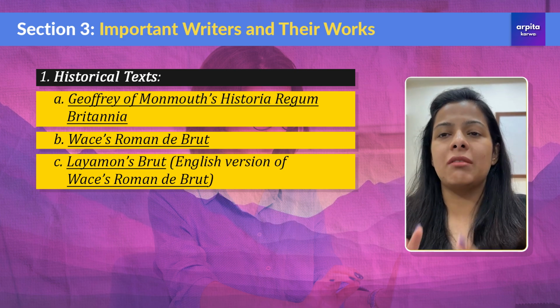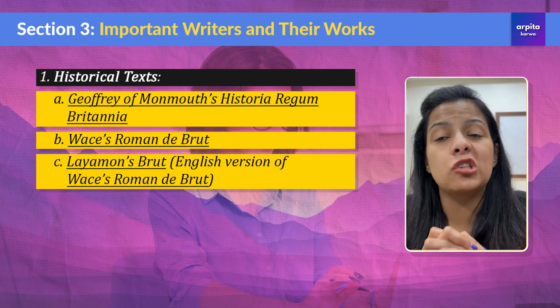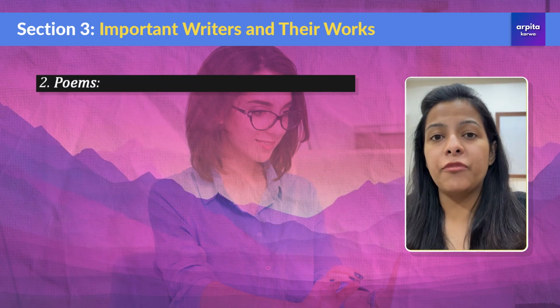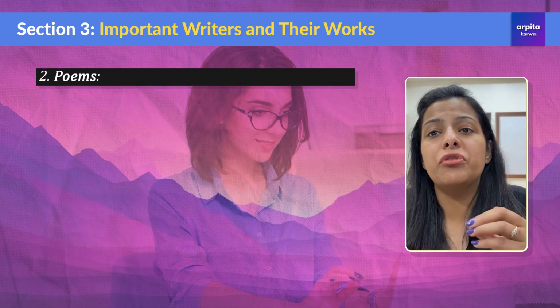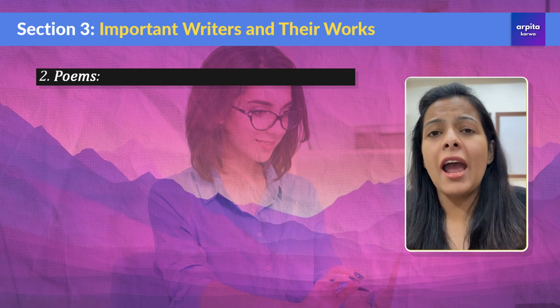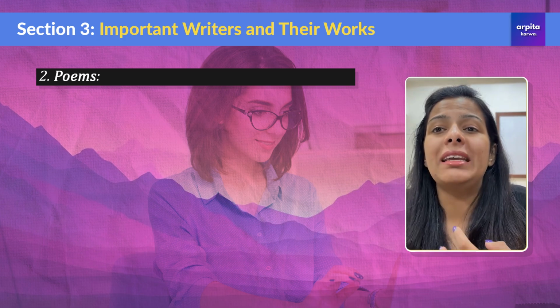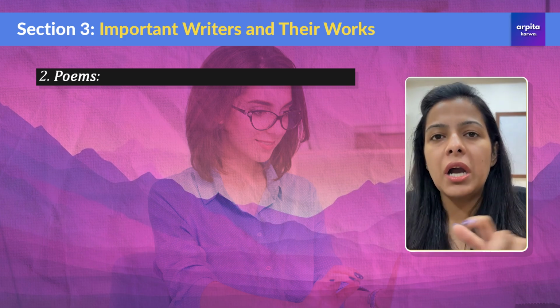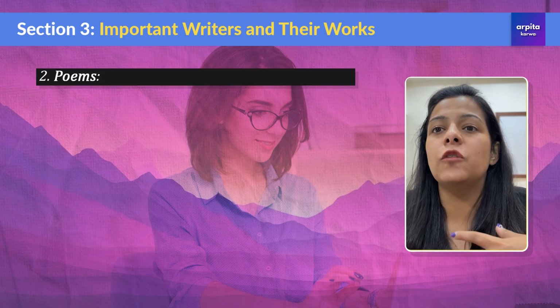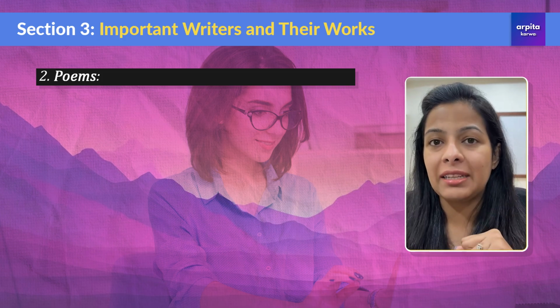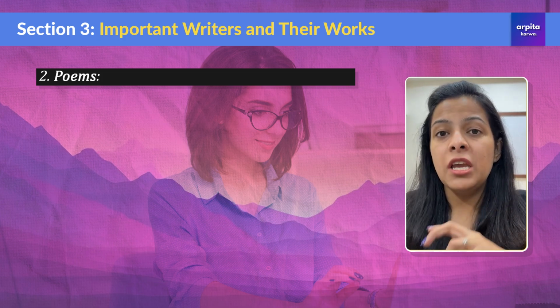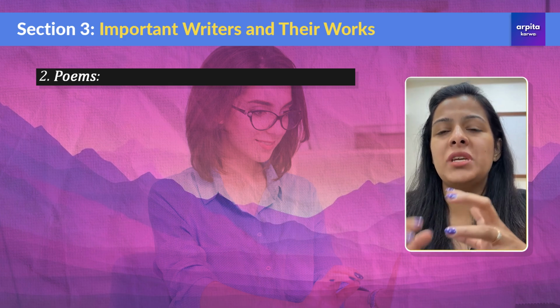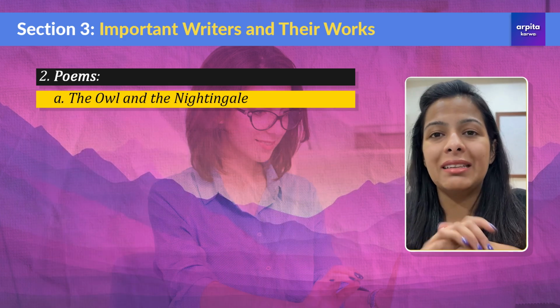So these were the writers who were writing in the domain of historical writing. Next up, we have some important poems that were written in the Anglo-Norman era and most of them were dominated by Christian themes. So from the work itself, you can understand the kind of themes and style of writing that was prevalent during this period. So, talking about poems, we have the first one, which is Owl and the Nightingale.